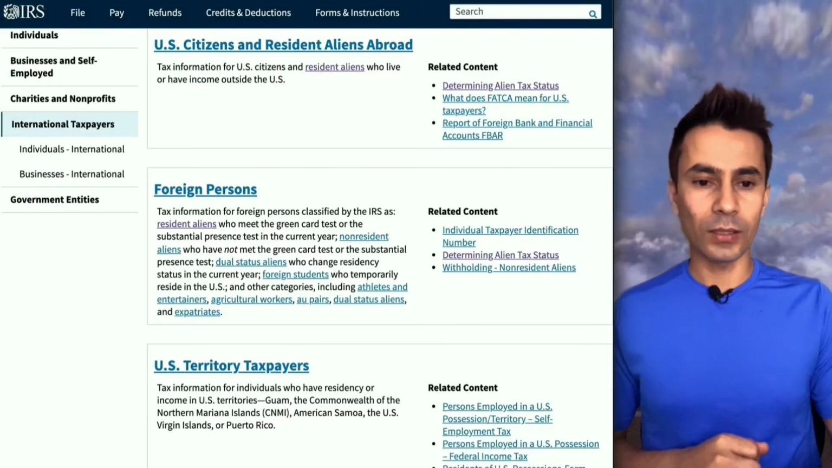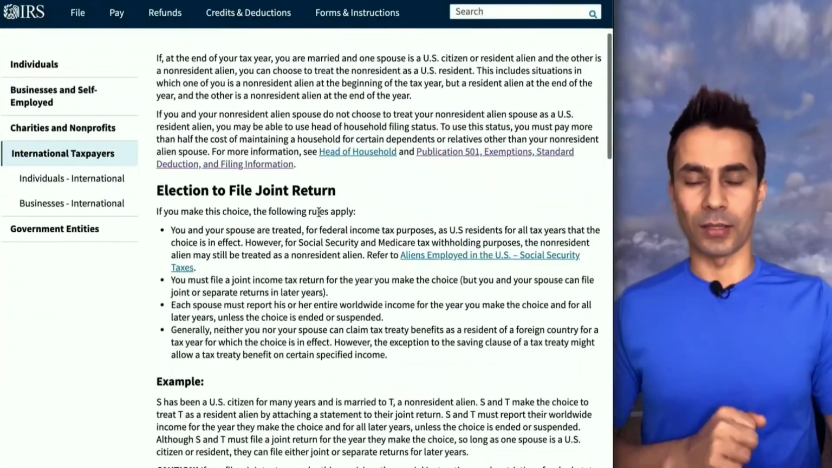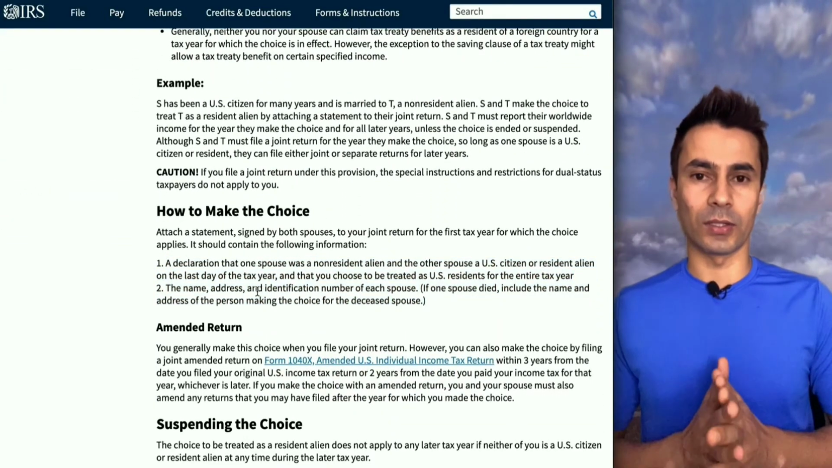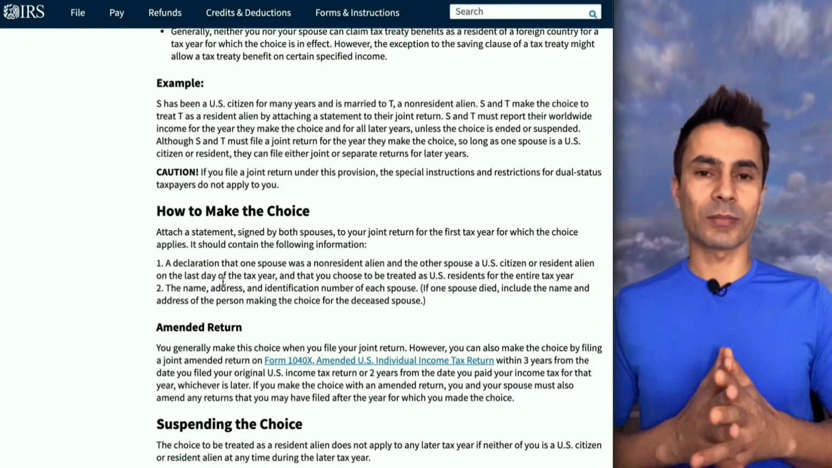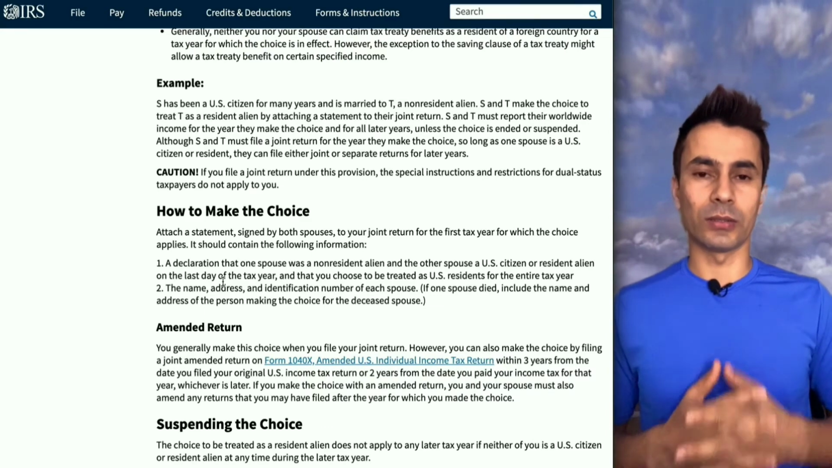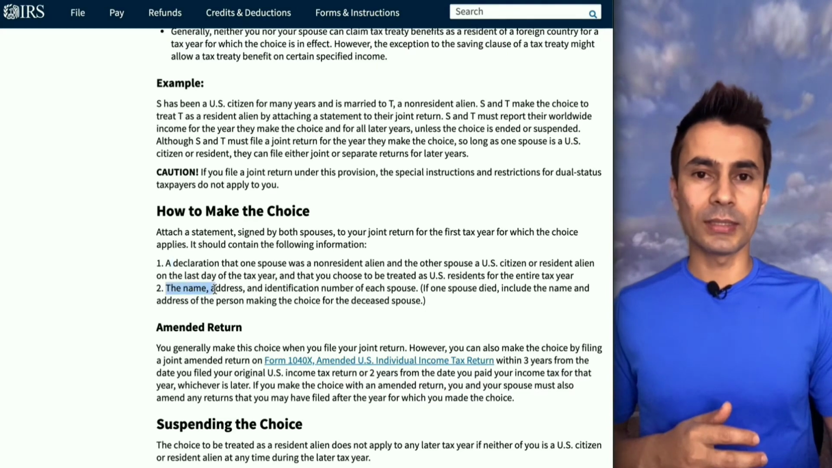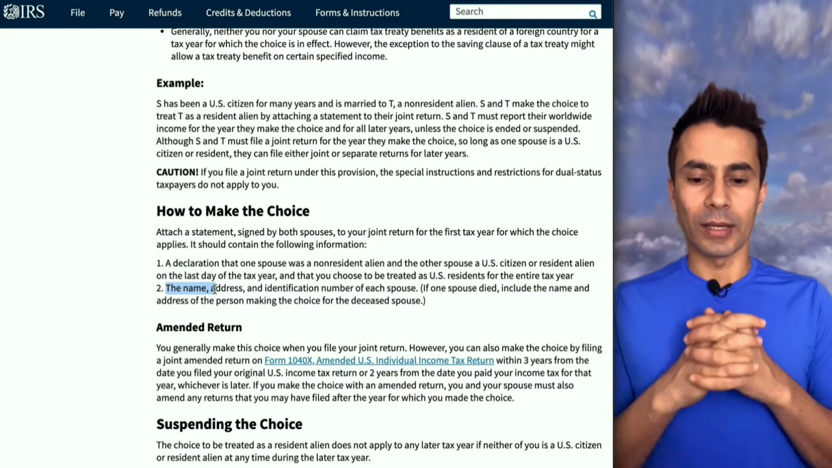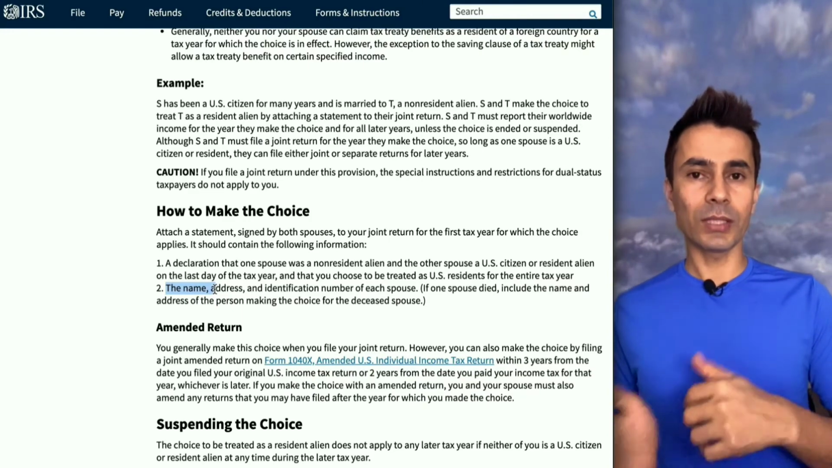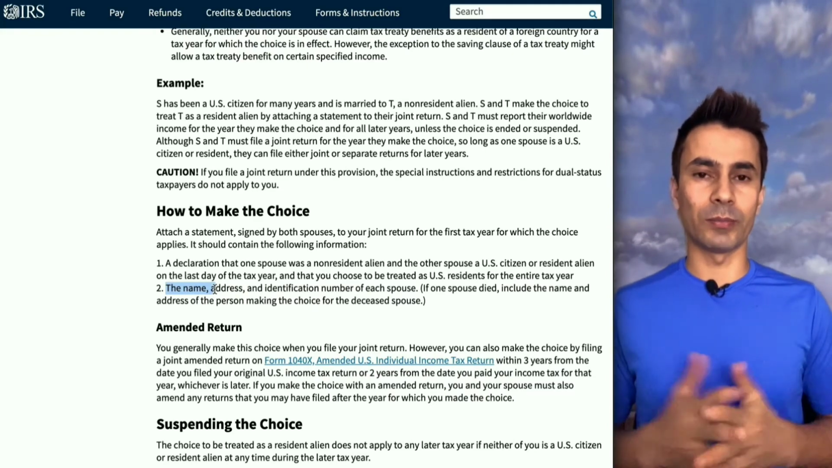That's the link over here. I'll share this link as well. There are so many instructions for that, and a couple of things not to forget: you need some kind of declaration that you want to file taxes together although your spouse lives abroad. This is the first declaration, and you need the name, address, and identification number for each of you and your spouse. You may live in the United States, your spouse may live abroad, but you have to mention all the addresses.